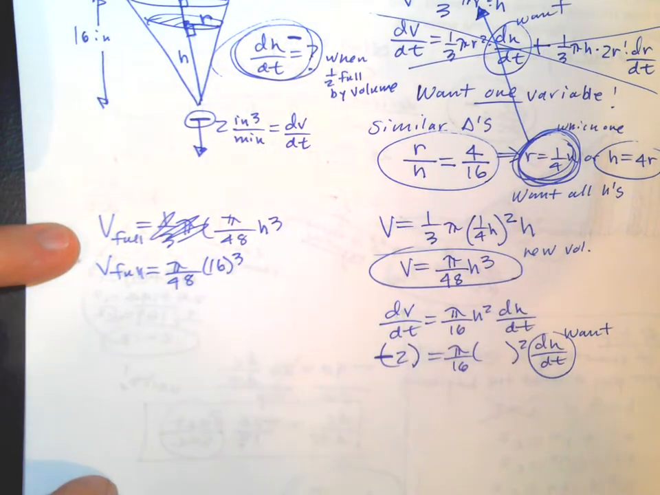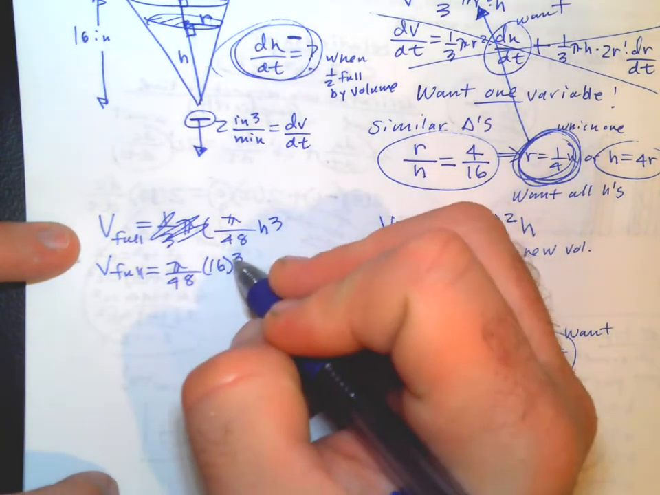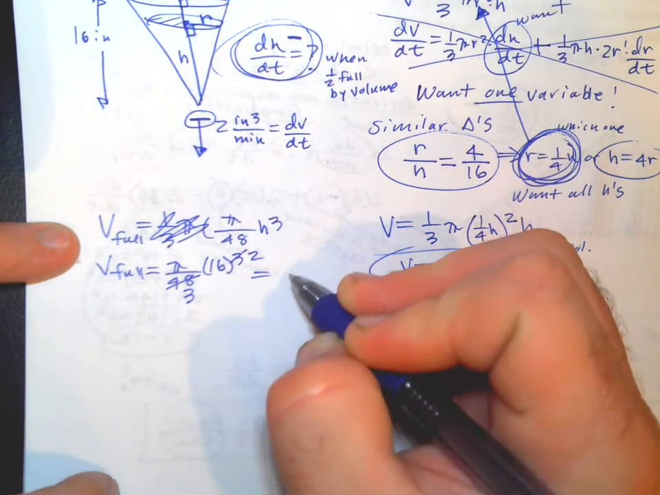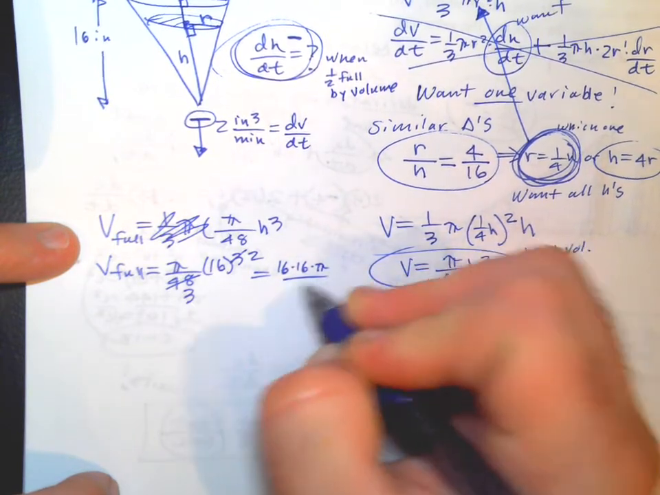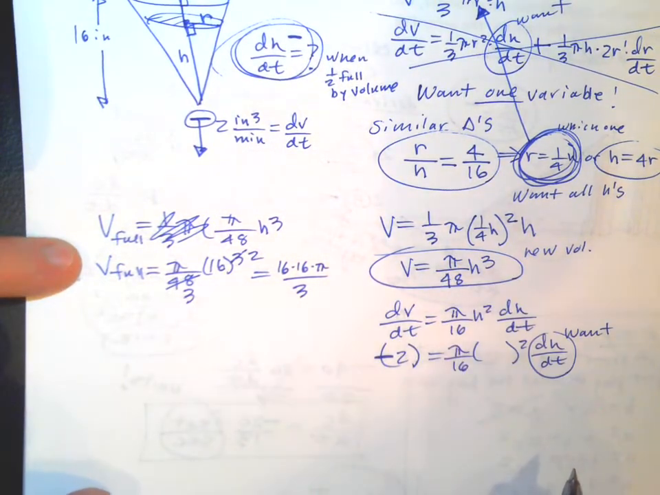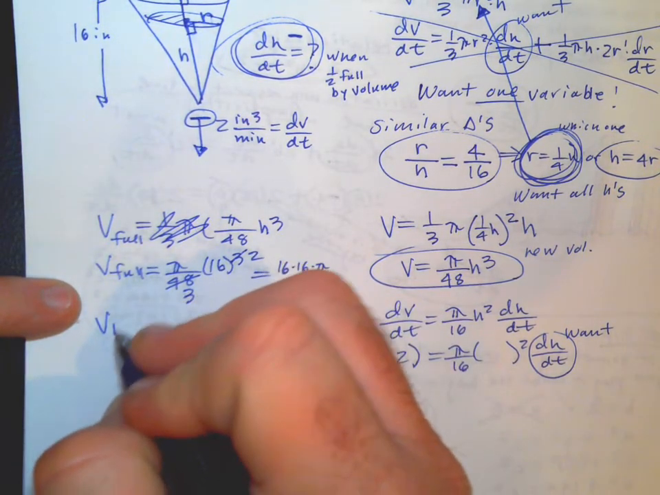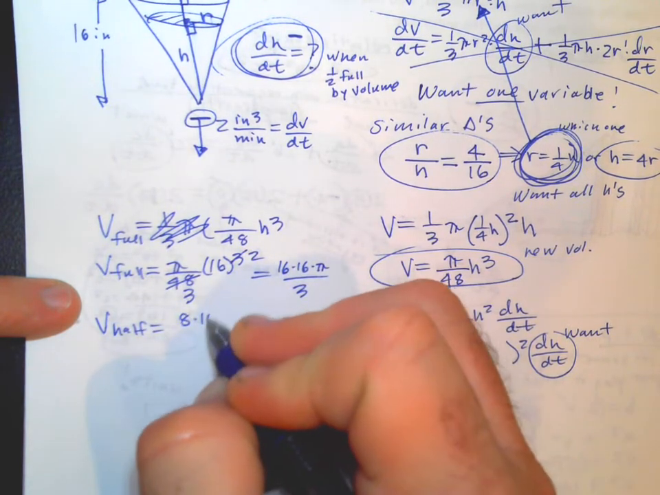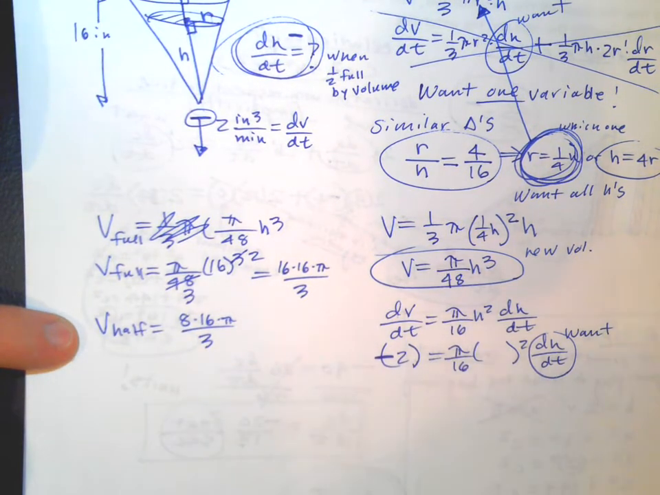Now, before you multiply that 16 out, let's try and simplify this. We could take one of these 16s out, right? And then it'd be 16 times 16 pi over 3. I'm going to leave it like that for a second. Now that's the full volume. The half full volume is going to be half that, so you're going to get 8 times 16 times pi over 3. Right? And then we want to figure out what height goes with this.